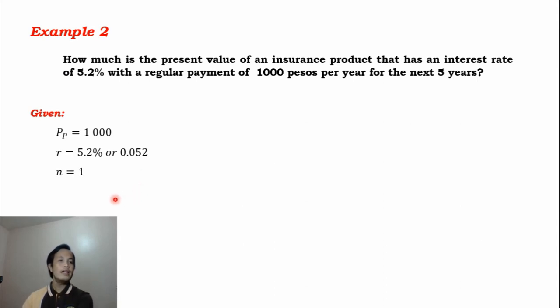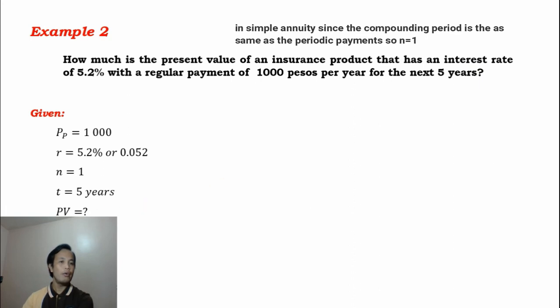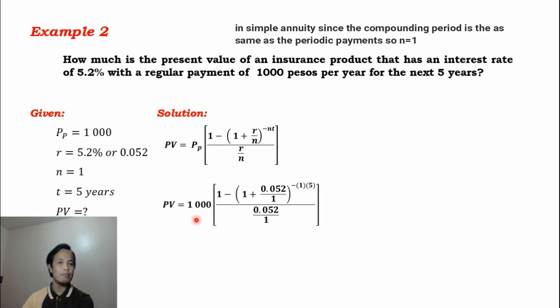Then we have our rate, 5.2%, which in decimal is 0.052. Then our n is the same, equal to 1. And our time is 5 years. And of course, we are to solve for the present value, so we will be using the second formula. The present value is equal to the periodic payment. So we will substitute these values into the formula. So we will have the 1,000 pesos, which is the periodic payment, times 1 minus 1 plus our rate 0.052 over 1, quantity raised to negative 1 times 5, then over 0.052 over 1.